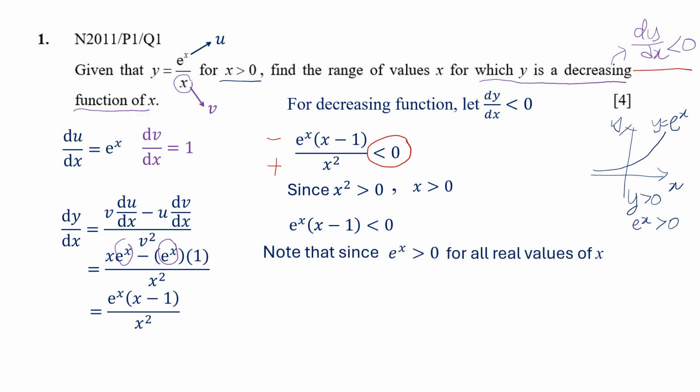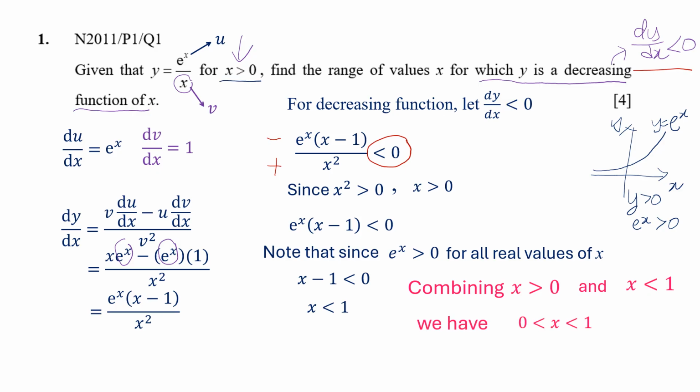It says that note that since e to the power x is more than 0 for all real values of x, therefore x minus 1 has to be negative. And what we get will be x less than 1. And we have an earlier condition given, x must be more than 0. So we're going to combine these two conditions, and we end up getting the range of values of x will be more than 0 and less than 1. And this is how we solve the first question.